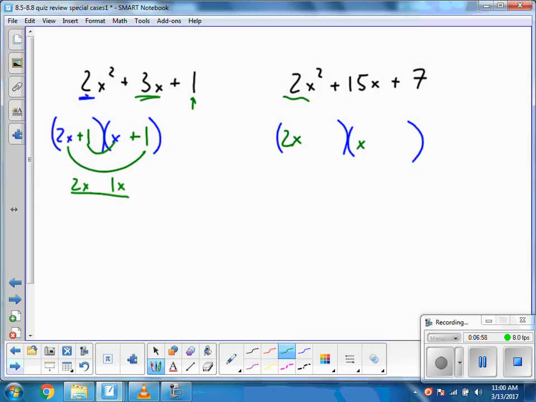Now I'm going to guess and check this guy because my a term is so small. I'm trying to get to 7, so I need to ask myself what times what gets me 7. I can try a couple things here. Let me try plus 7 and plus 1, because 7 times 1 is 7. Okay, 2x times 1 is 2x, 7 times x is 7x, and that's 9x. Okay, I guessed, I checked, didn't work. I'm going to try another one. I'm going to try my 7 here and my 1 here. 2x times 7 is 14x, 1 times x is 1x. That gets me to 15x, so there's my answer. 2x plus 1 and x plus 7.